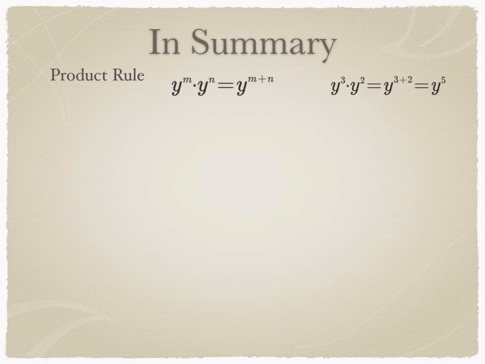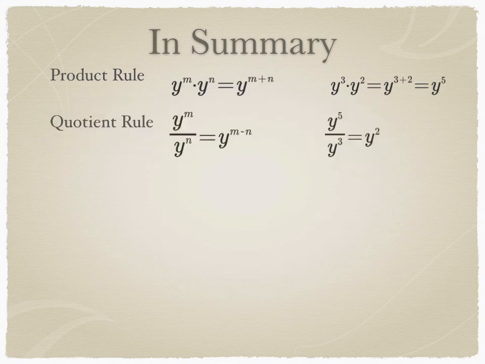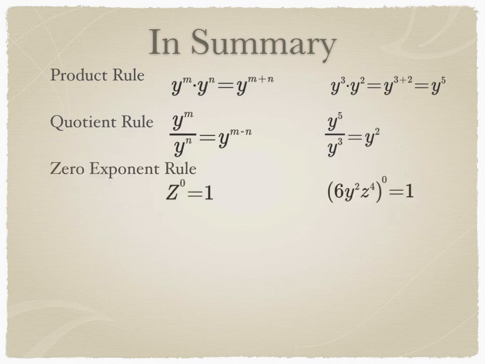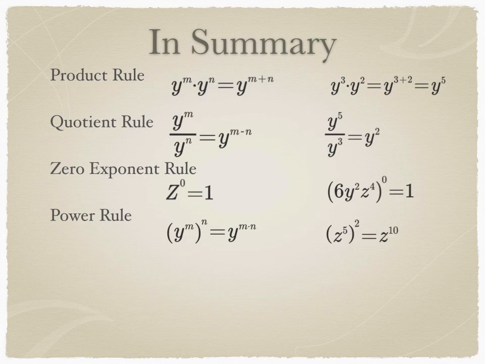In summary, we talked about the different rules, and we'll just run through them quickly here. With the product rule, when we have similar terms, we'll add their exponents. With the quotient rule, similar terms, we'll subtract the exponents. We talked about the zero exponent rule, where anything raised to the power of 0 is 1. The power rule, where you had a power raised to a power, that's when we multiply the exponents.